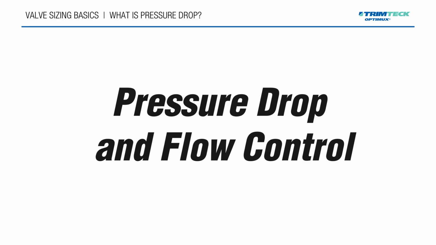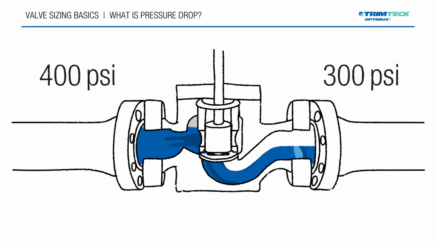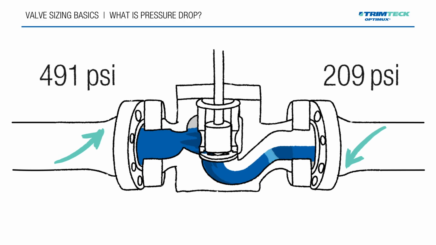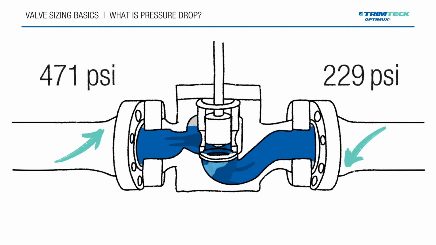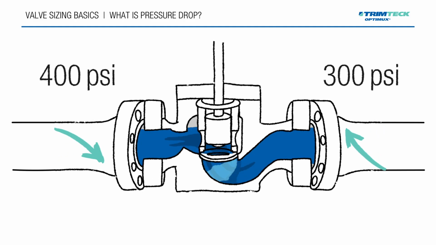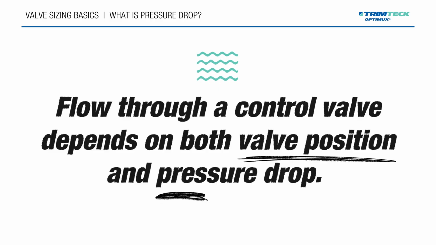Control valves actually rely on pressure drop to do their job. As the valve closes, it creates more restriction in the flow path. That increases the pressure drop across the valve and reduces the flow rate. When the valve opens, the opposite happens. Restriction decreases, pressure drop becomes smaller, and flow increases. So, in simple terms, flow through a control valve depends on both valve position and pressure drop.